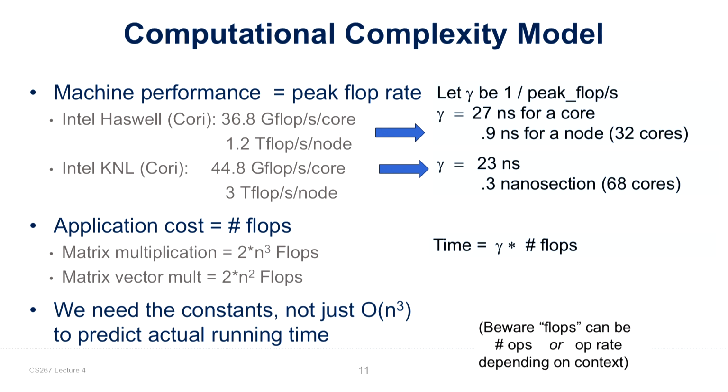The note on the bottom is because I, and many other people, use flops without the /s, but flops can often mean either the number of operations being performed or the number of operations per second. So you have to be a little bit careful when you're reading to make sure you know which one is being referred to. We do need the constants in the algorithmic costs, so you need to put the 2's in there, and those are still a little bit approximate, but pretty close to what the computational cost is.